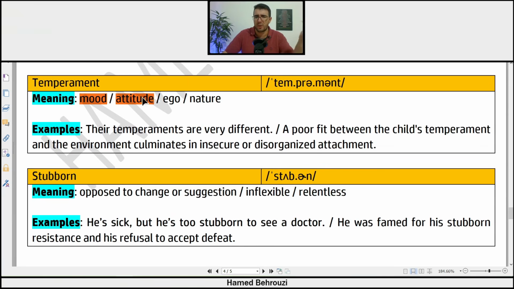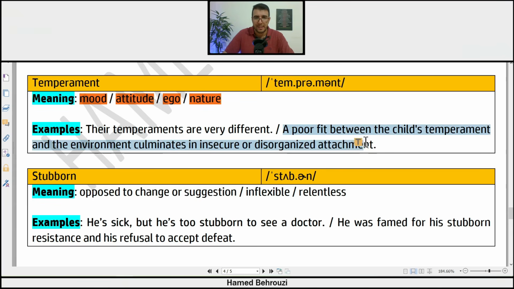Temperament is a very useful word, but simple. Like mood, attitude, ego, nature. Ego is not a very good synonym for this one. Mood and attitude are the best ones. That's temperament. You see, like you're angry in the morning, you drink your coffee, and then you calm down a little bit. That's your temperament. Look at this one. Their temperaments are very different. Like sometimes couples have different temperaments.